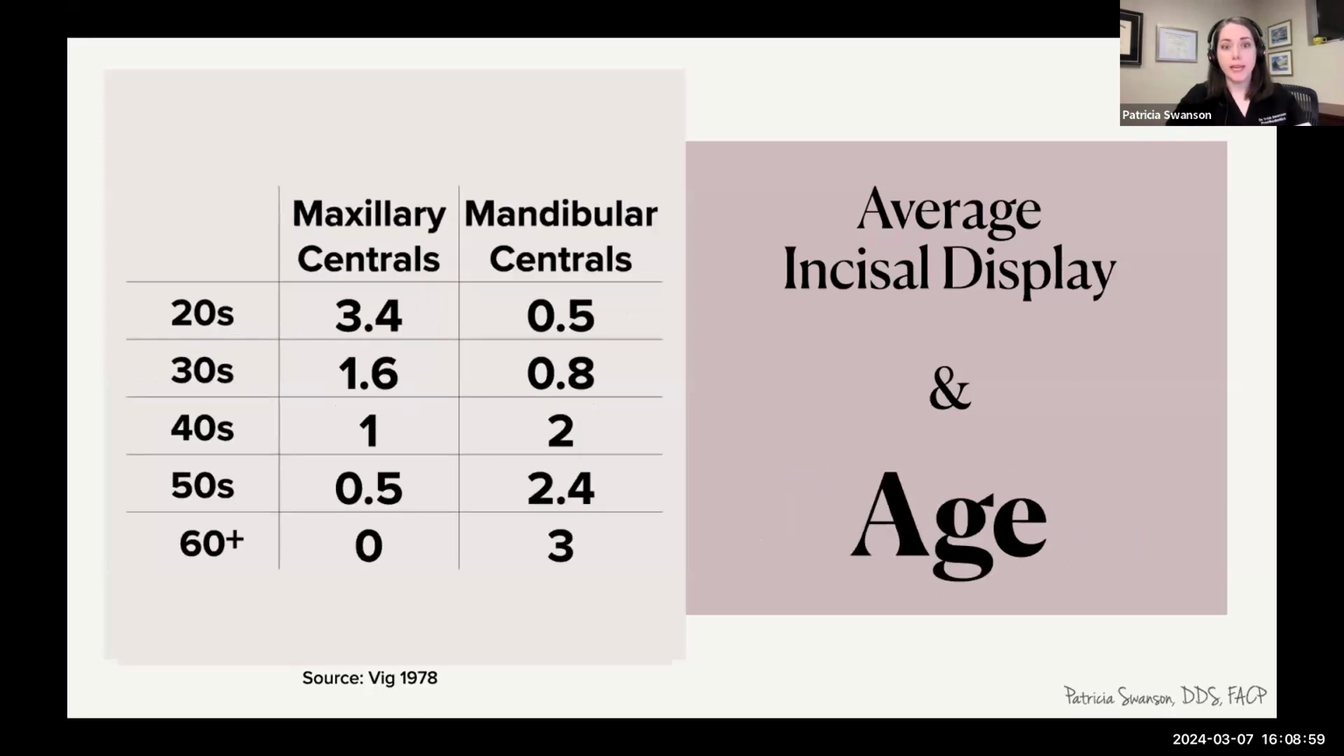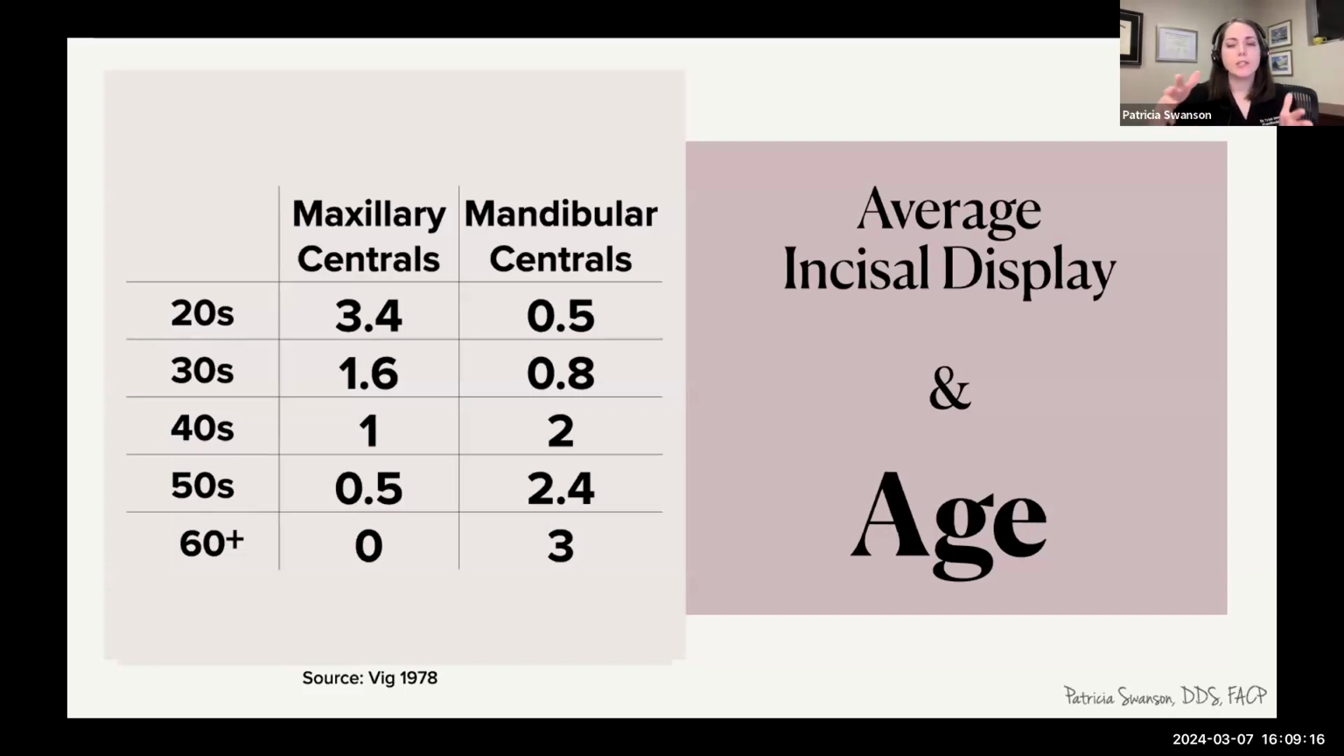And you can actually break it down by decades. So in their 20s, women show more, and then 60 plus, they might show none at all. And in terms of the mandibular centrals, they go from showing barely any central at rest to showing a lot, 3 millimeters of their mandibular central incisors.